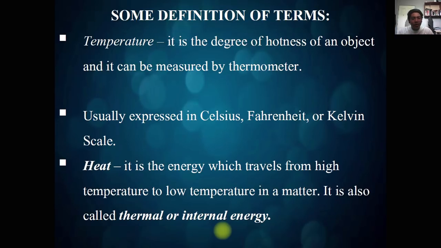So temperature, as I said a while ago, is the degree of hotness of an object and it can be measured by what we call the thermometer. Thermometer is not new to us because it's the instrument that our mother or father use whenever we have a fever to measure our body's temperature. Temperature is usually expressed in Celsius, Fahrenheit, or even in Kelvin scale. Later on we're going to talk about how to convert Celsius to Fahrenheit, Fahrenheit to Celsius, or Celsius to Kelvin.